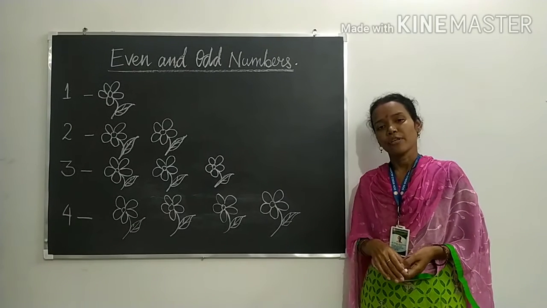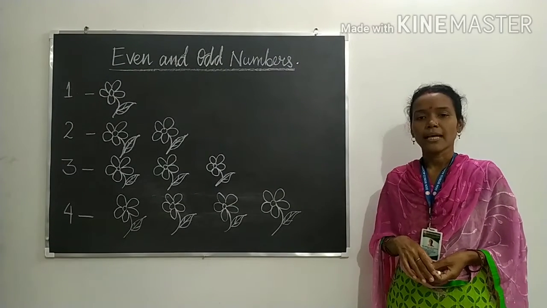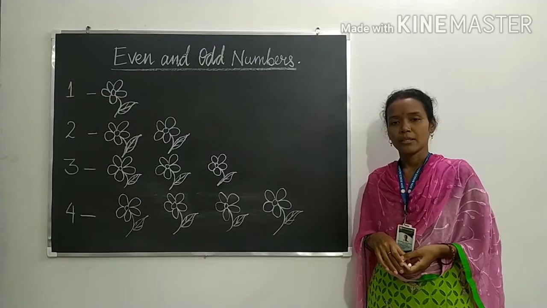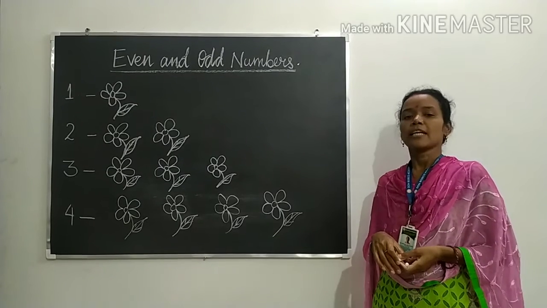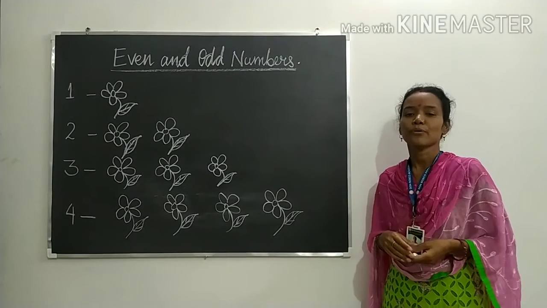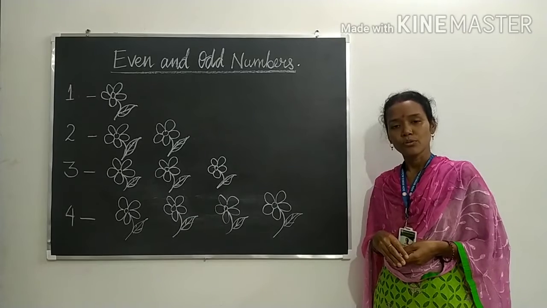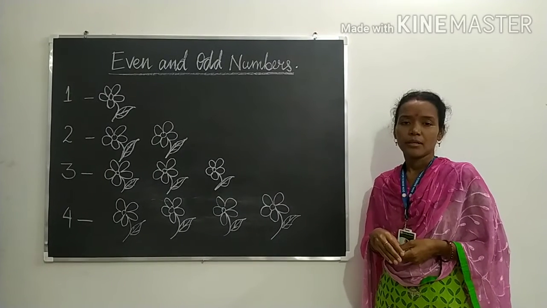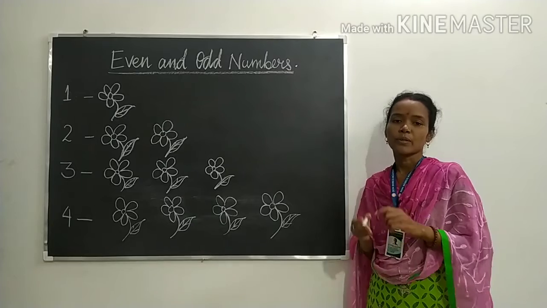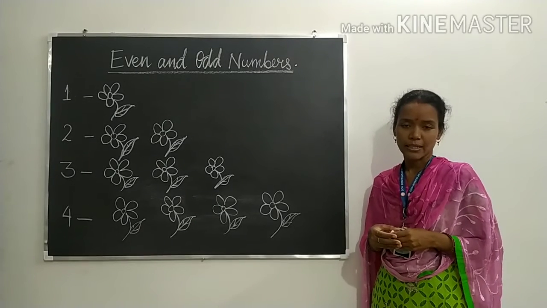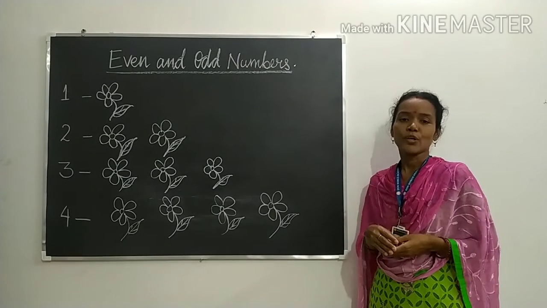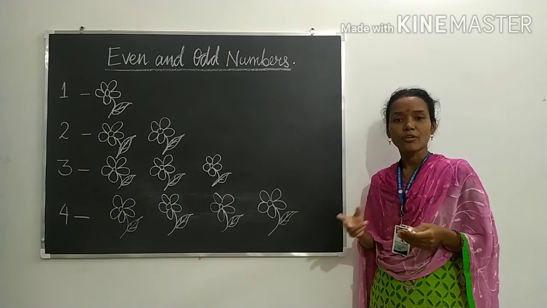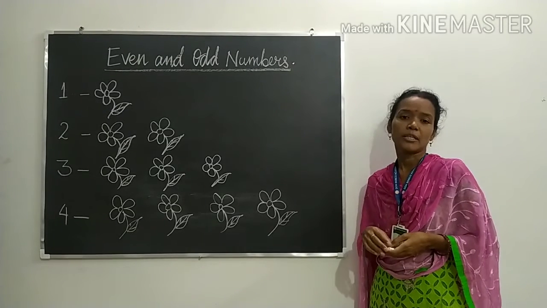Students, every number that you have learned can be called either an even number or an odd number. In short, we can say even numbers are numbers which can be broken down into groups of two, or they can make pairs. And odd numbers are numbers which cannot be broken down into groups of two, they cannot make pairs.